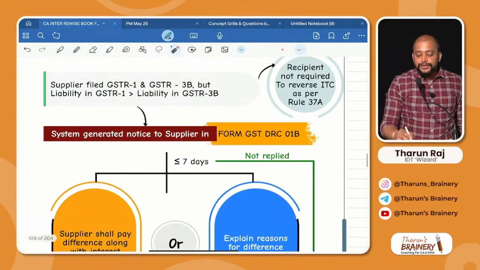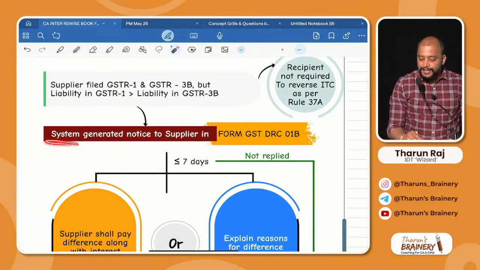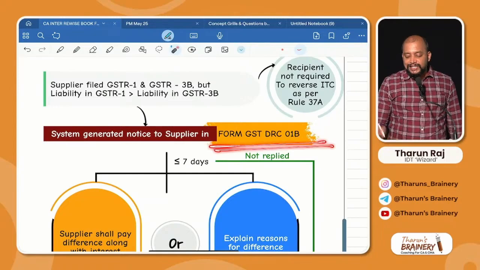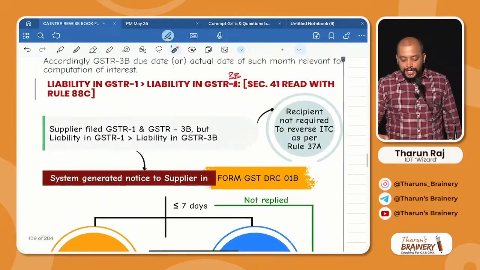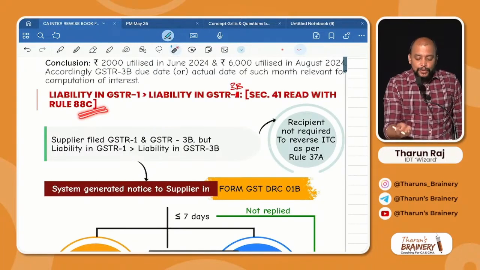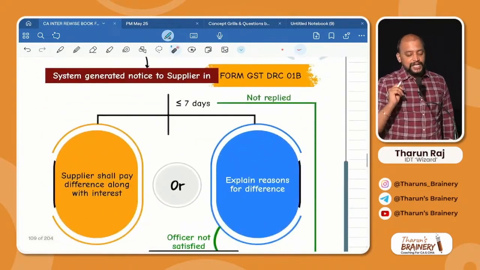Now, who will receive this notice then? Recipient or supplier? Supplier will receive the notice. A system generated notice to the supplier in form GST DRC 1B. You can remember this easily. This is which rule? Rule 88C. So what is the alphabet before? 1B. They will receive a DRC 1B notice.